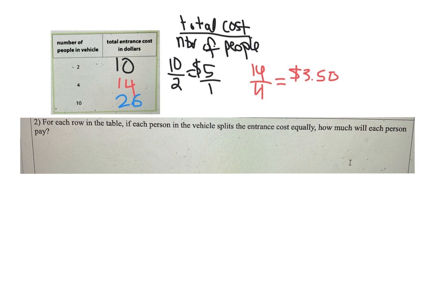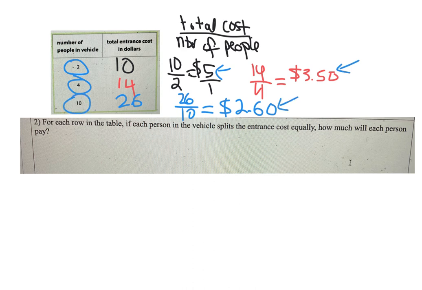Last but not least, if I have 10 people, my total cost, $26. Divide that by 10 people. Calculate that. It's 2.6. That means $2.60 because that 6 is in the tenths place, so that's 6 dimes, $2.60. So those are the different costs depending on how many people are in the vehicle. If there's 2 people in the vehicle, you pay $5 per person. If there are 4 people, you pay $3.50 per person. And if there's 10 people, you pay $2.60 per person. So the amount per person changes depending on how many people are in the vehicle.